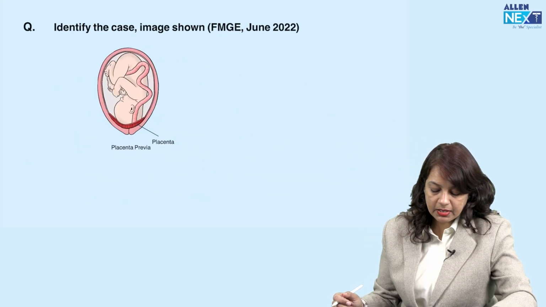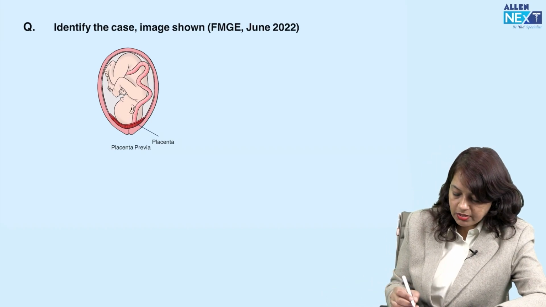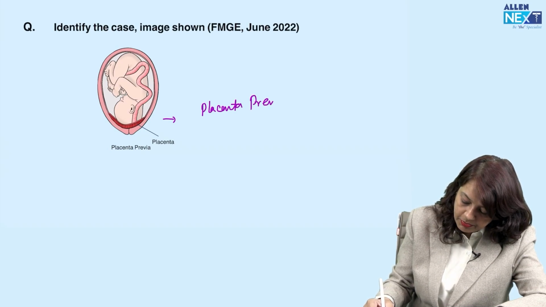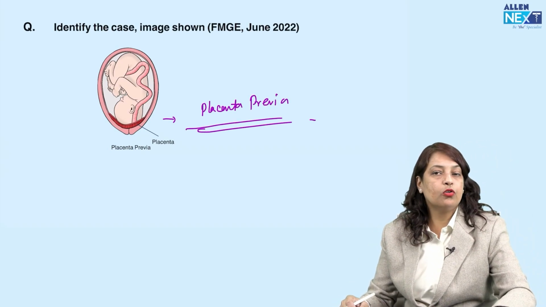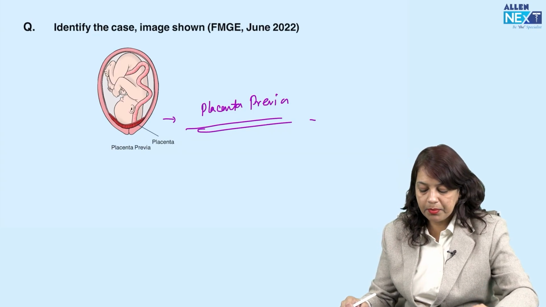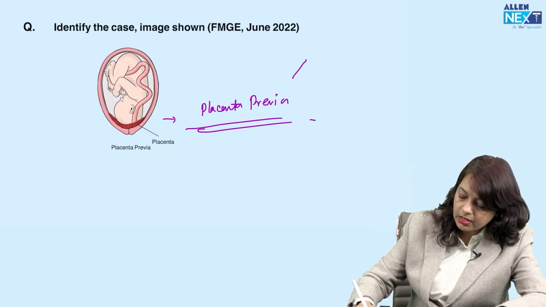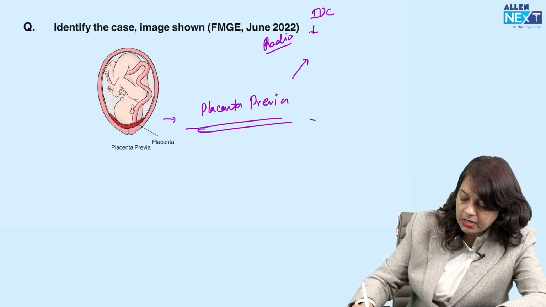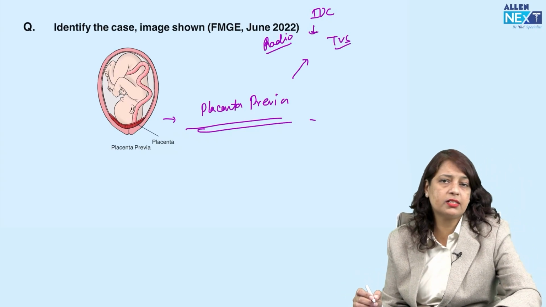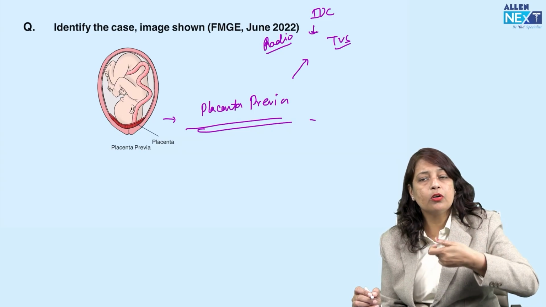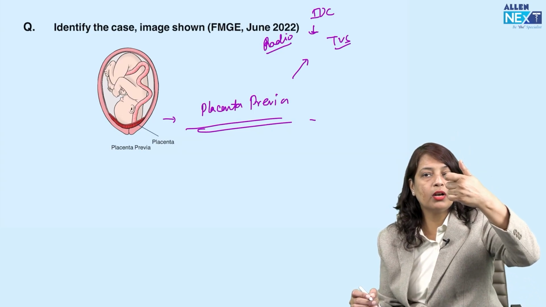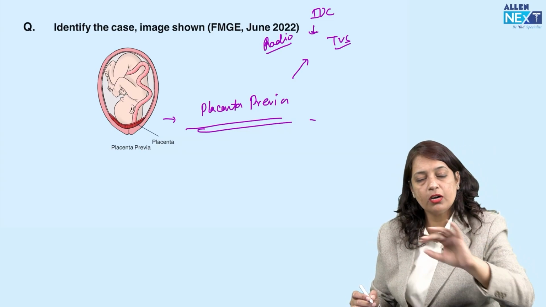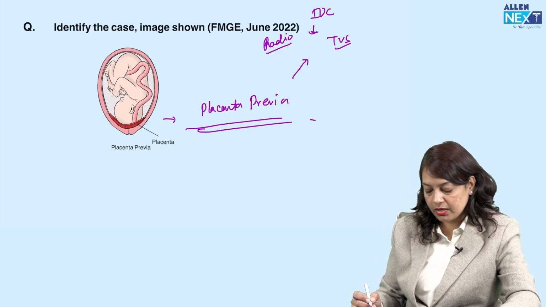Next, identify the case, image given. So, it is a very, very clear-cut image of placenta previa. Okay. So, I hope you remember all the points regarding placenta previa. One thing I want to mention here is that nowadays there is a radiological investigation of choice for placenta previa. You can very well do the transvaginal scan. It is very, very safe. Moreover, you are not touching the cervix with the probe, so there is not at all any risk of bleeding if you are doing a transvaginal ultrasound.